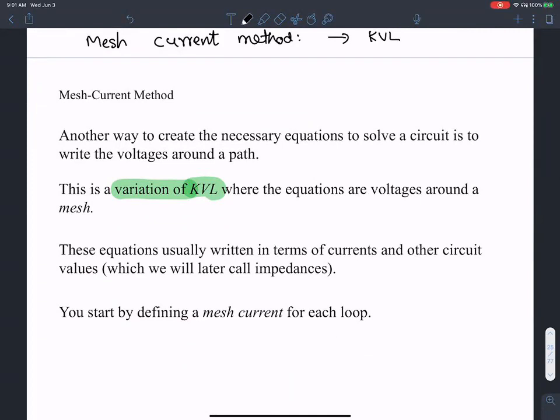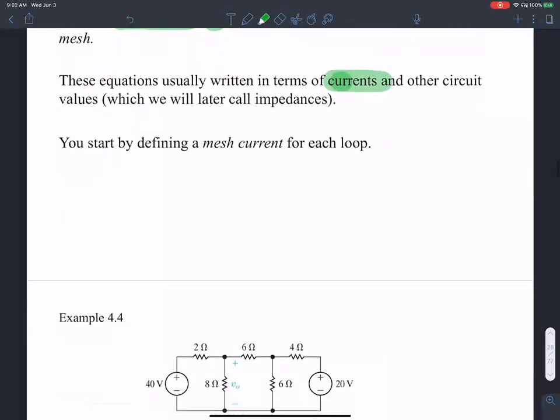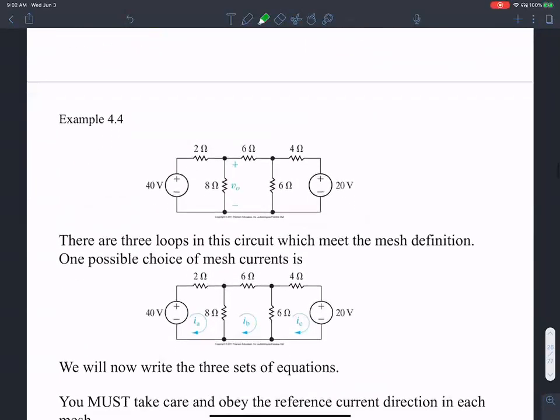And we defined what a mesh is. We start by defining a mesh current for each loop. The equations are usually written in terms of currents and other circuit values. Earlier, the equations were written in terms of voltages, remember, node voltage 1, and so on and so forth. Circuit values are typically resistances, impedances. Let's take a look at how we do the mesh current method.